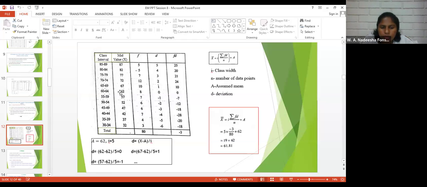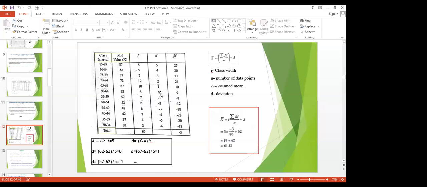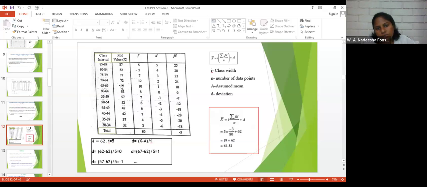That's it. Then the class interval is 5, and one by one we have to calculate the d value. This means the deviation. Here, for 62, the deviation is 0. Then 67 minus 62 is 5, and 5 divided by 5 is 1. 72 minus 62 is 10, and 10 divided by the class width 5 is 2. Like that, for the lower value, 47 minus 62, divided by 5, gives minus 3. Like that, you have to find the d value.